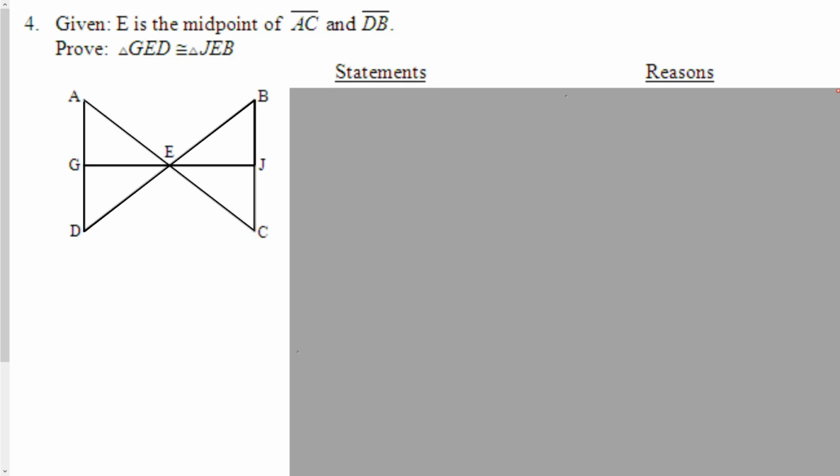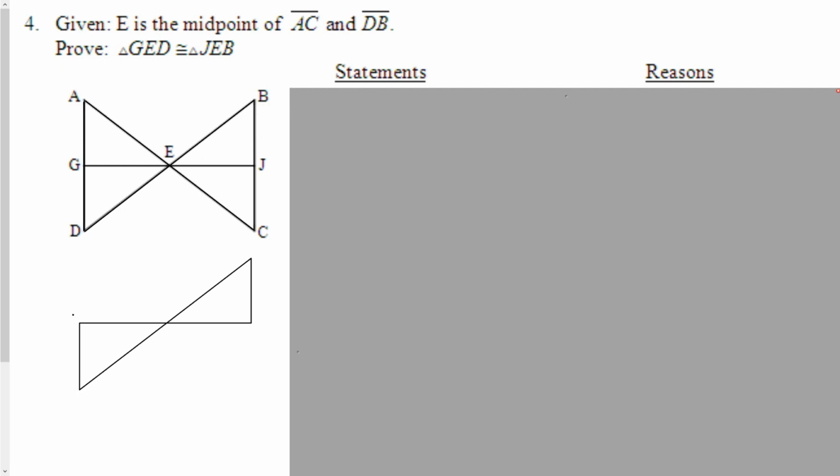Now with the proof in number 4, we really start to get into what this section is all about. So here we have a diagram that has numerous pairs of triangles in it, and we are supposed to specifically prove that triangle GED is congruent to triangle JEB. So if I have a diagram that looks like this, the first thing that I'm going to do is separate the two triangles that I am trying to prove are congruent.